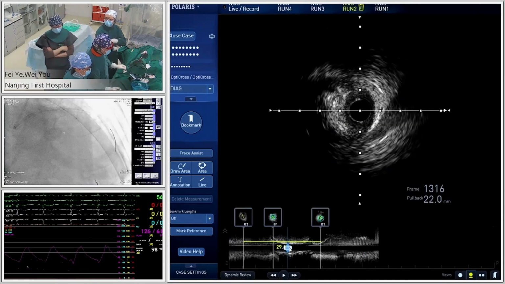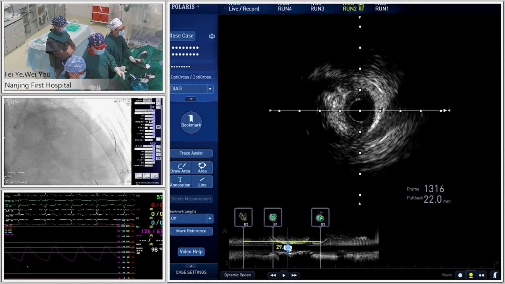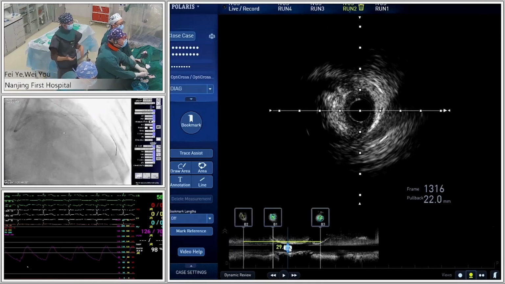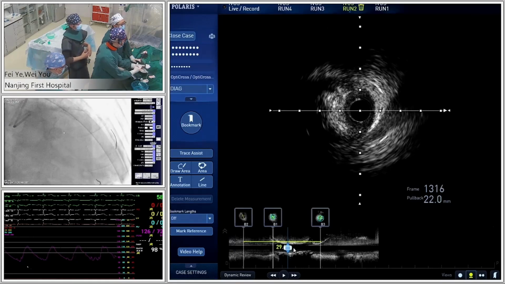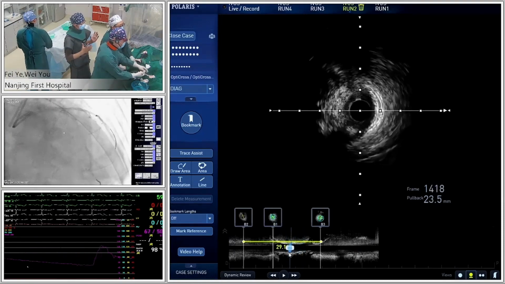Maybe unstable. So this is why, after we prepared the lesion with the NC balloon, we can see the flow was not good. After stenting, the flow disappeared. That's the reason why. If we cannot recover the side branch flow... Flow is okay, good. Better than before.